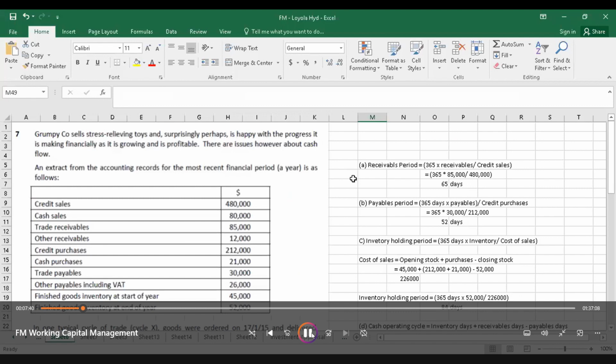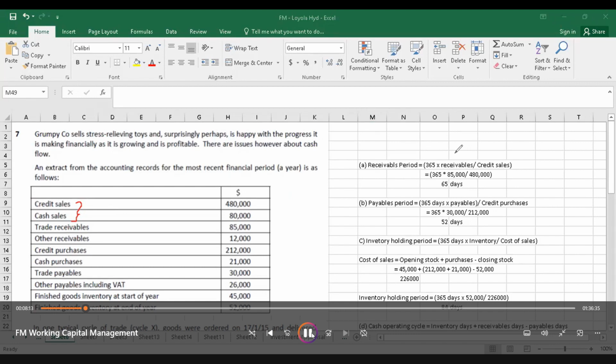See, receivables period is 365 days into receivables divided by credit sales, the denominator of the receivables turnover ratio being reversed. Multiple things are given in terms of sales. Credit sales are given, cash sales are given, but whenever we talk about receivables, it's always the credit sales. Just substitute the values into the formula and arrive at the answer.